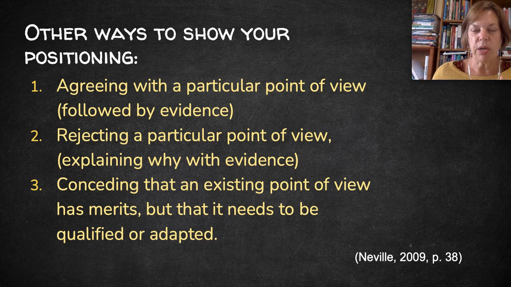And then it doesn't have to be positive or negative. It could be partial. So partial agreement or partial disagreement, where there just needs to be some qualification or some adaptation. So Jones is partially correct, or Jones is partially right in saying, I'm saying it clumsily, but it's a partial agreement. You don't always have to be either or.